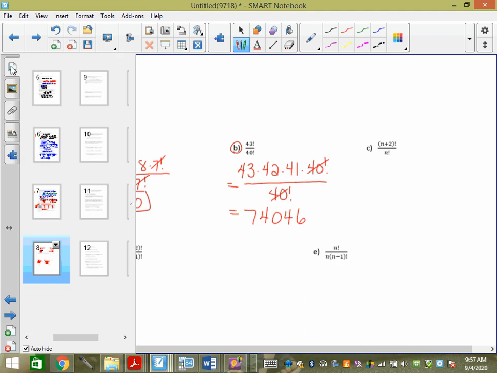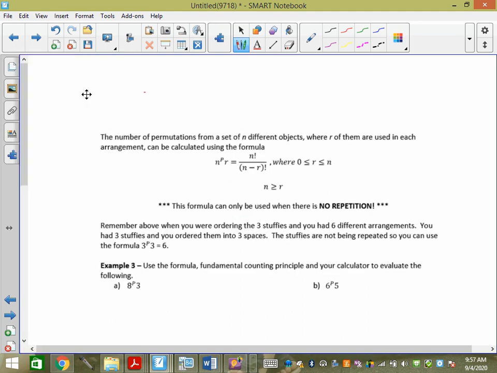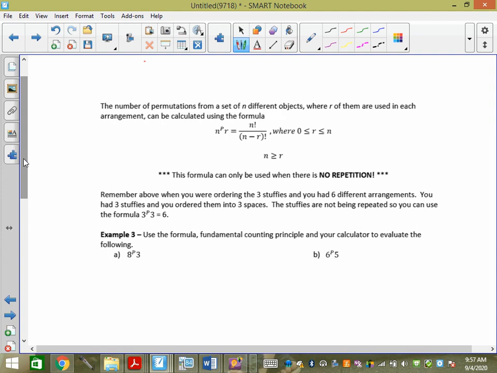Next page. So we're going to go to this formula. The number of permutations for a set of n different objects where r of them are used can be calculated using nPr, or the n factorial over n minus r factorial formula. The key to this formula is that n needs to be greater than r. So you can't go like 2P5. It can also be equal to. So you could go 5P2, you could go 5P5, but you can't make n be smaller than r. It can be equal to, and it has to be greater, but it can't be smaller, and your calculator will error you when you try to do it that way.